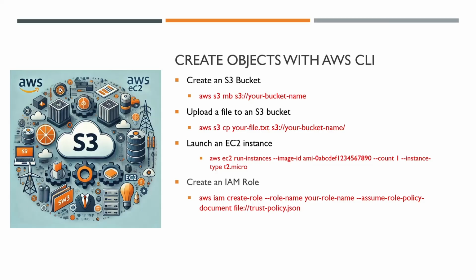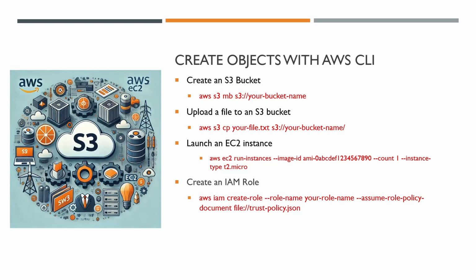Now, talking about creating the objects themselves. Creating the objects would allow you to manage the resources, and you can create the objects by just issuing the appropriate commands. For example, you could create an S3 bucket using the aws s3 mb and then the full path to your bucket. In this case, you want to replace your bucket name with the desired bucket name, taking note that all of your buckets must be globally unique.